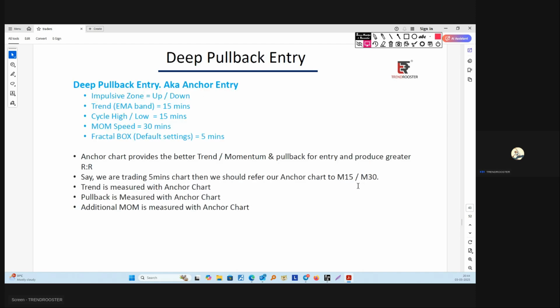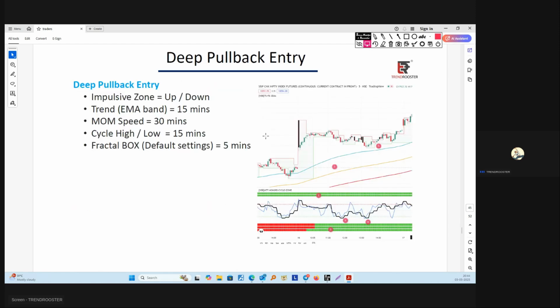Okay. So within this, we looked at a shallow pullback. We're going to look at the deep pullback using multi-time frame analysis. So the fractal box. If you look at this multi-time frame analysis, there are two types. This is a shallow pullback, but this is a deep pullback. This is a deep pullback. Okay. So we are seeing this deep pullback, and then the market is going in this direction.